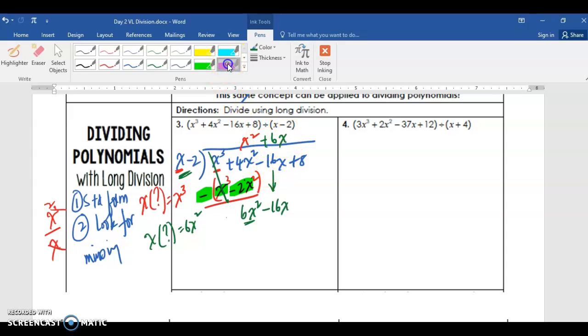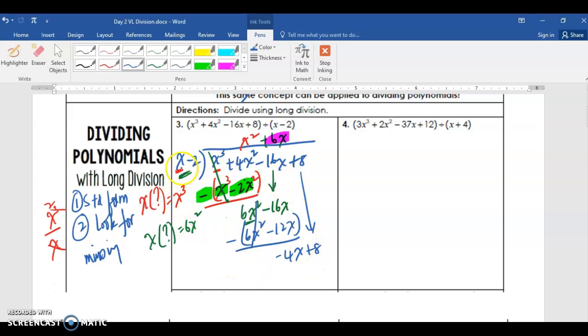Now multiply this 6x with both of x and negative 2 and write them down here. That's the idea. So 6x times x is 6x squared. 6x times negative 2 is negative 12x, right? Now subtract. 6x squared minus 6x squared is 0. Negative 16x minus a negative 12x makes this positive. So negative 16 plus 12x, meaning it is negative 4x. Okay. Now bring down the 8.